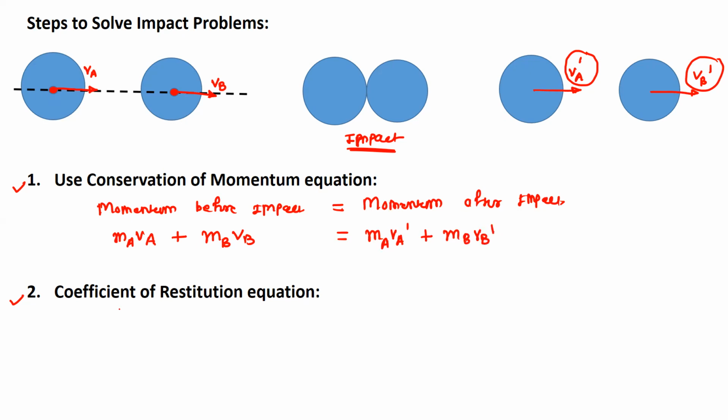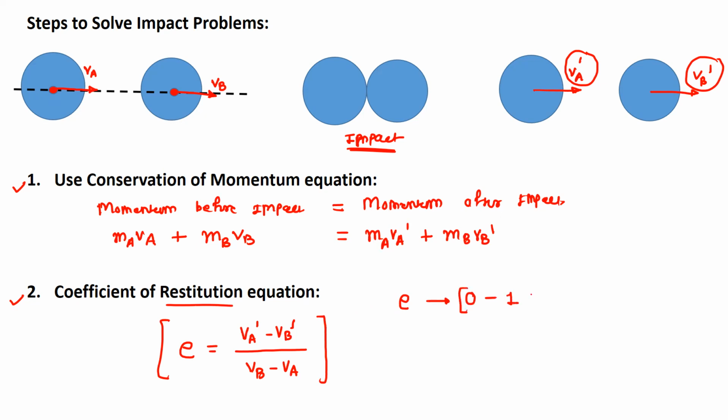The second equation we should use is the coefficient of restitution. It is given by E is equal to the change in velocities after impact, VA dash minus VB dash, upon the change in velocities before impact, VB minus VA. Basically this coefficient of restitution gives an idea about the exchange of kinetic energy. The E value ranges from 0 as the minimum to 1 as the maximum. It is similar to the coefficient of friction.